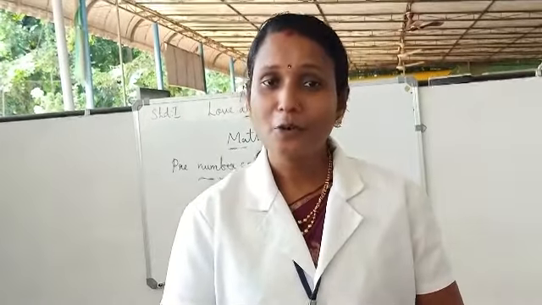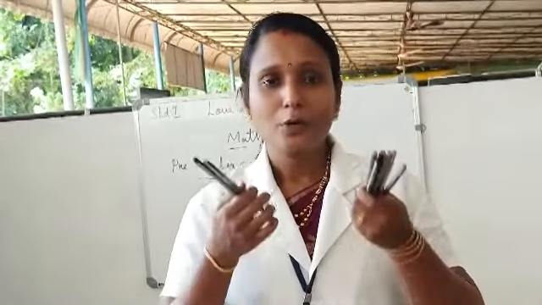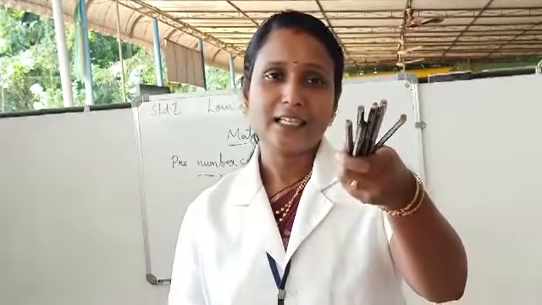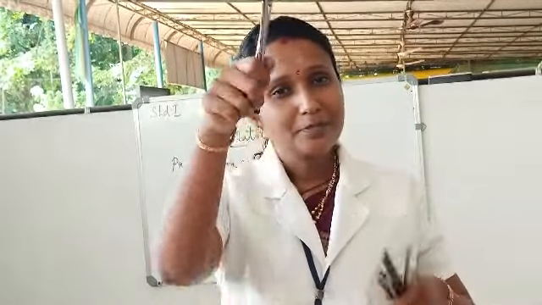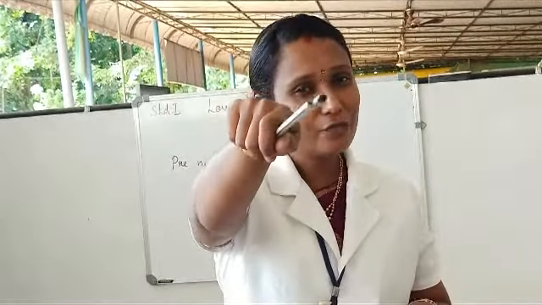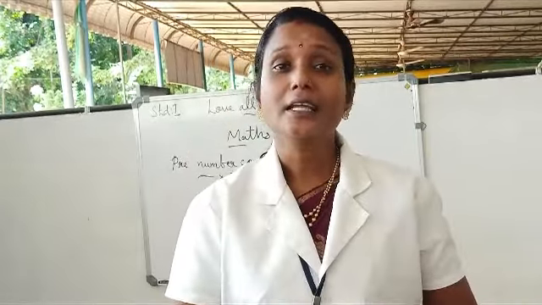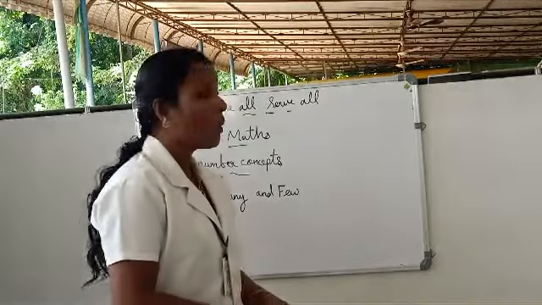Children, now we are going to compare the objects based on their quantity. Look at this. In which hand has more pencils? This hand. That is, this is many. And which hand has less pencils? This one. So this is few. This is many and this is few. So object can be compared based on their quantity as many and few.